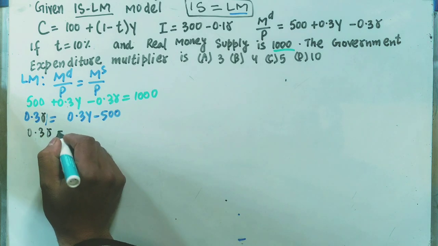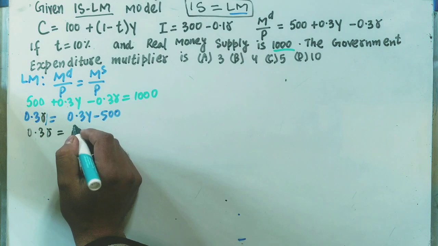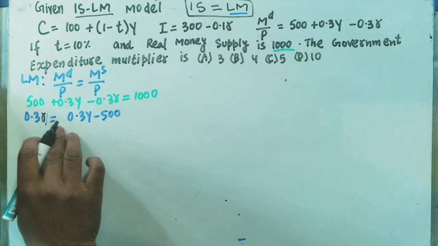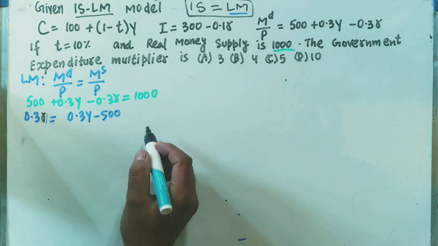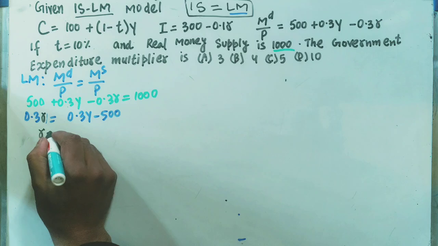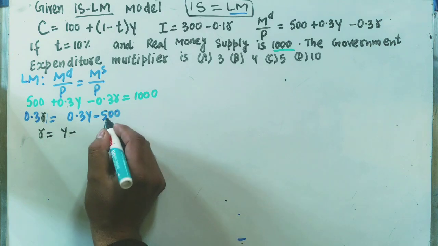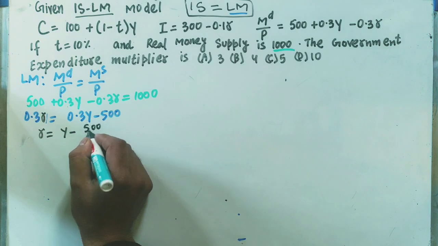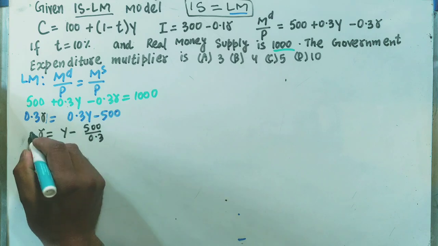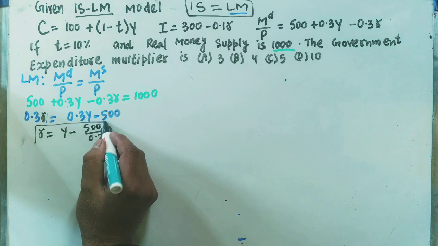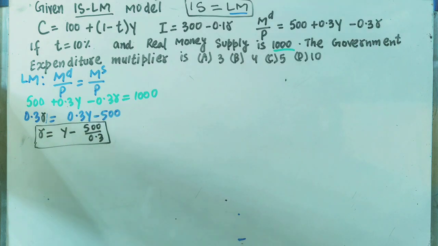So 0.3r is equal to, dividing both sides by 0.3, I will get r will be equal to Y minus 500 upon 0.3. This will be the rate of, rather what we call the LM equation.